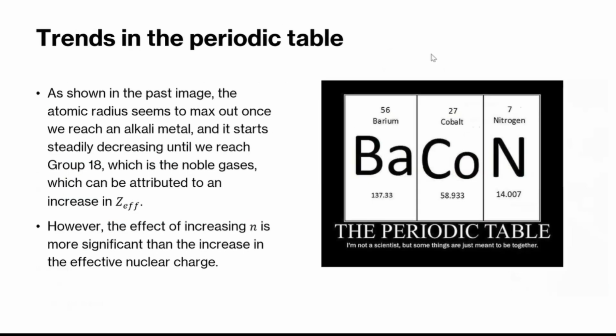Now we have to look at trends in the periodic table. So, as shown in the past image, the atomic radius seems to actually max out once we reach an alkali metal. And across a period, it starts to steadily decrease until we reach the noble gases. And this could be attributed to an increase in the effective nuclear charge. However, the effect of increasing that principal quantum number n is more significant than the increase in the effective nuclear charge. So that is a trend across the periods of the periodic table that you'll need to know.